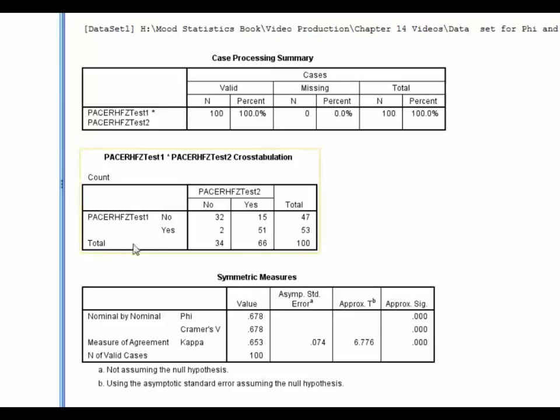Here is what's called a contingency table. The association between how they did on the first test and how they did on the second test. No, no, failed to achieve on both occasions. There's that 32, and 51 people achieved the healthy fitness zone on both occasions. And here we have our measures of association, the phi coefficient and kappa.